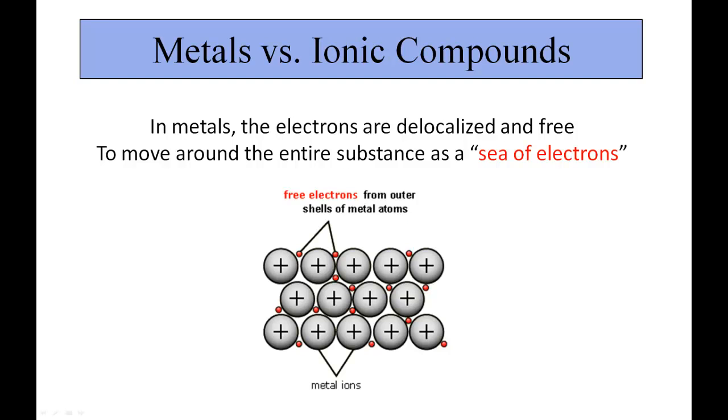In metals, the electrons are delocalized, and they're free to move around the entire substance as something we call a sea of electrons. Because of this property, electrons are free to move anywhere they want. If we were to put a negative charge on one side of these atoms, the electrons would move away from that negative charge and stream towards the right. The streaming of electrons in one direction is what we call electricity.